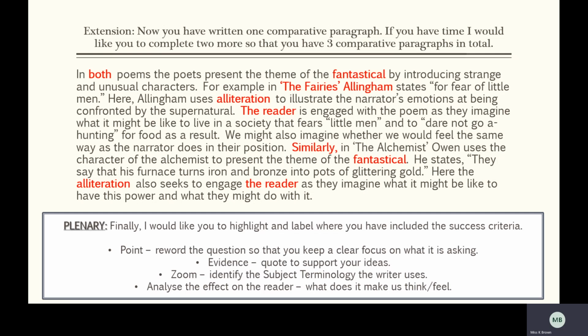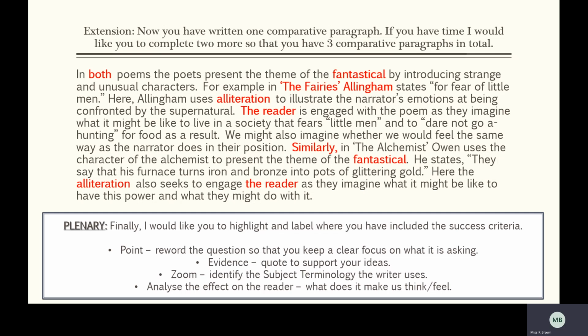Once you have written your 3 comparative paragraphs, the last thing that I would like you to do before you submit your work to me is to highlight and label where you have included the success criteria, okay? So the success criteria are, where is your point, where is your evidence, where is your zoom, and where is your analysis, okay? I will not be accepting any work that does not highlight and label the success criteria, and I'll tell you for why.